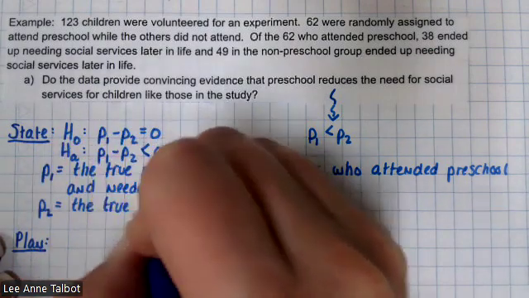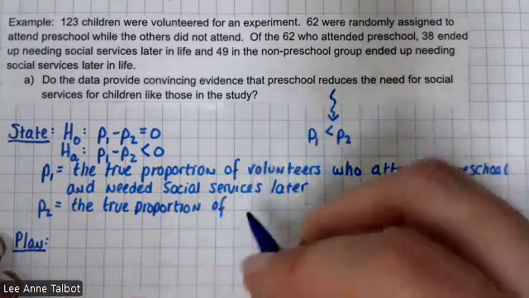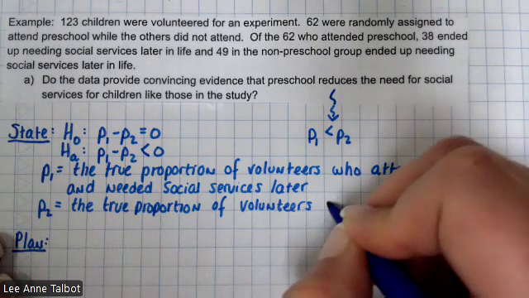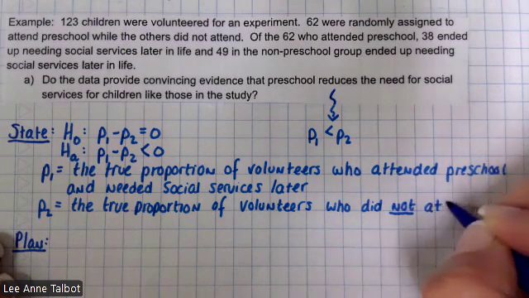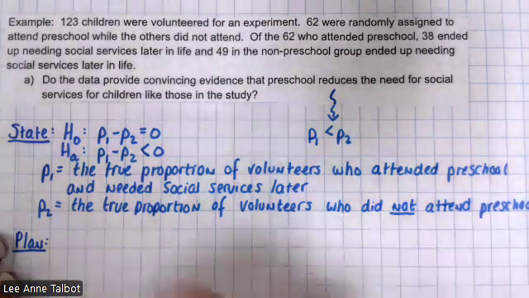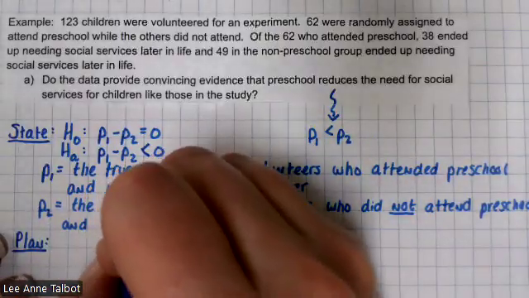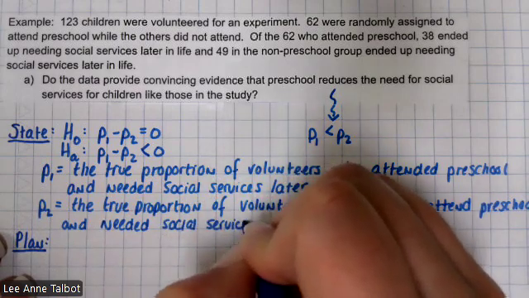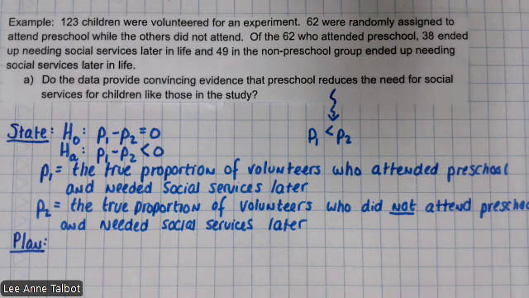P2 is the true proportion of volunteers who did not attend preschool and needed social services later. Yikes, that's long.